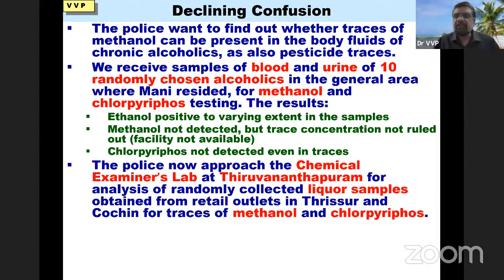Now the police went one step ahead. They went to the Chemical Examiners Laboratory at Thiruvananthapuram, the main laboratory, and they got some liquor samples from various beverage outlets in Kerala and submitted them for analysis to find out whether there can be traces of methanol and chlorpyrifos in these beverages themselves. Look at the extent to which the police went. I mean, hats off to them. It was a very comprehensive, very high level kind of investigation, which we should be proud of. This is what maybe in the West they would have done. And I'm very happy that the Kerala police went to this extent to solve the problem.